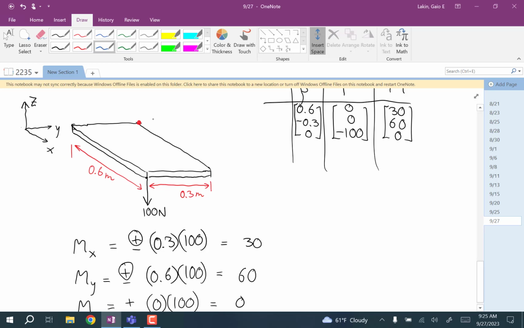So the y-axis, extend that through the about point. And think, would that 100 Newton force cause a rotation about a hinge? If that dotted line was a hinge? And yeah, it would cause a rotation. The moment arm is 0.6, because that's the distance from that hinge to that force.